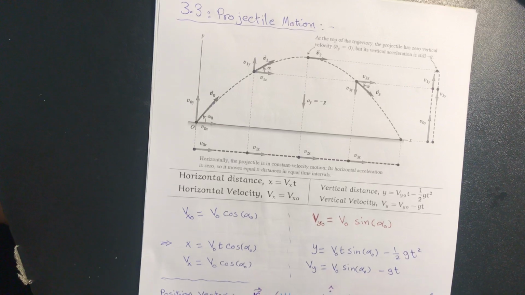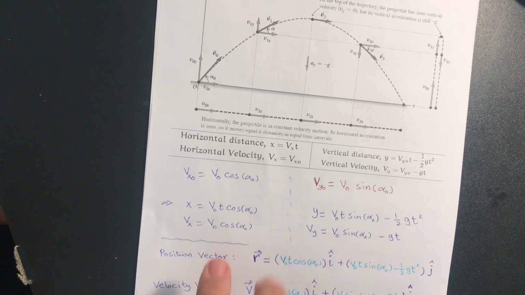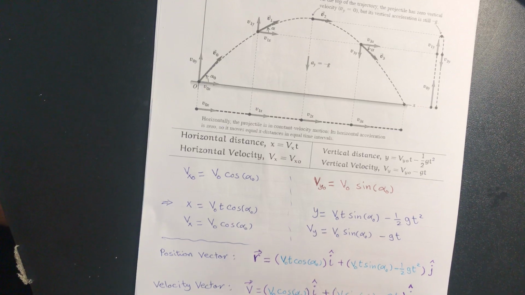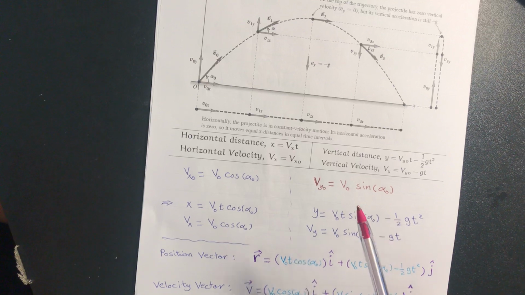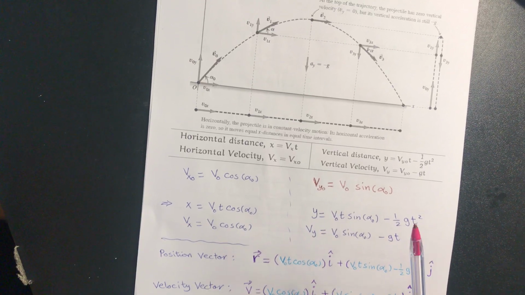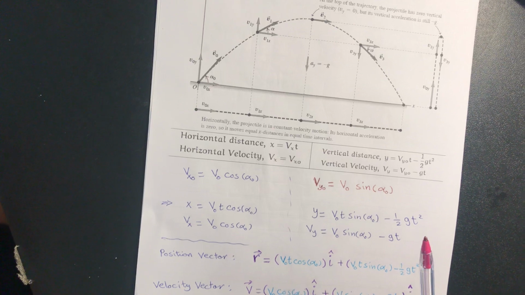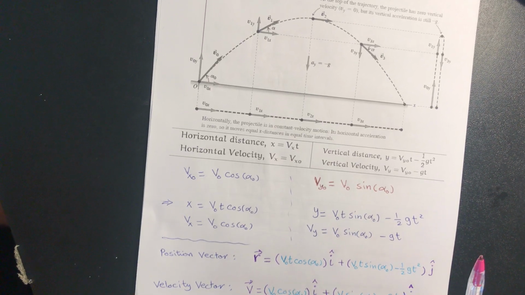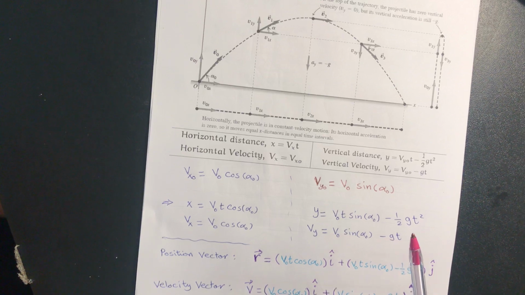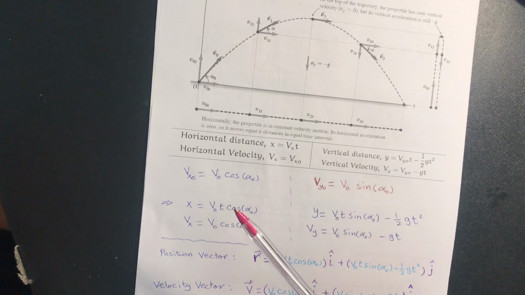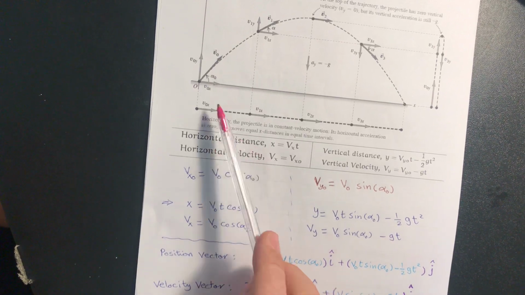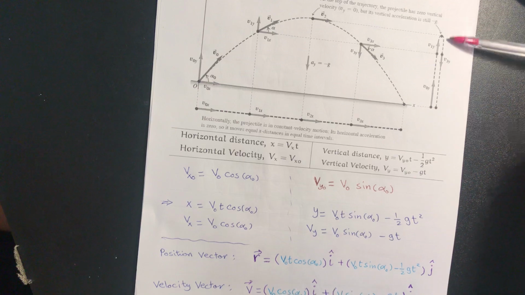Okay. The equations of motion, we have two sets of equations of motion. If you remember the equations, v equals v initial plus at, v squared is equal to v initial squared plus 2ax, and x is equal to x naught plus v naught t plus half a t squared. We have two sets of equations. The first set for horizontal motion and the second for vertical motion.